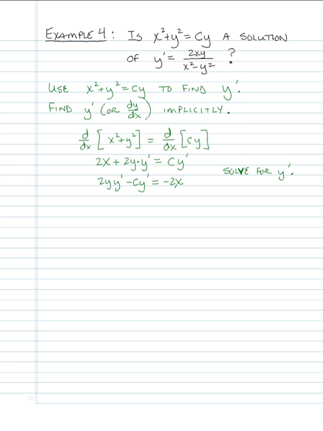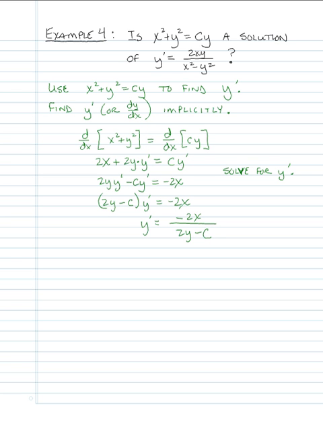Now that we have terms involving y prime on the left side, y prime is a common factor, so we can factor it out. So we end up with 2y minus c times the factor y prime that we just factored out. And so we can solve for y prime now by dividing out the coefficient 2y minus c. So we'll end up with y prime equal to negative 2x divided by 2y minus c.